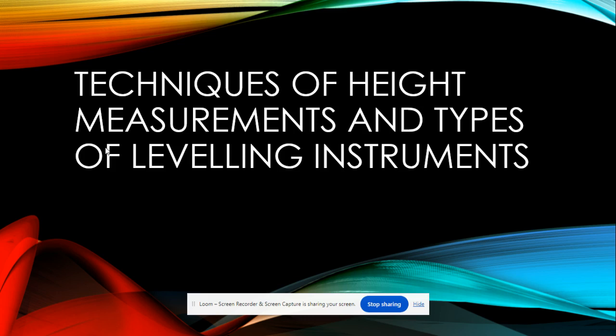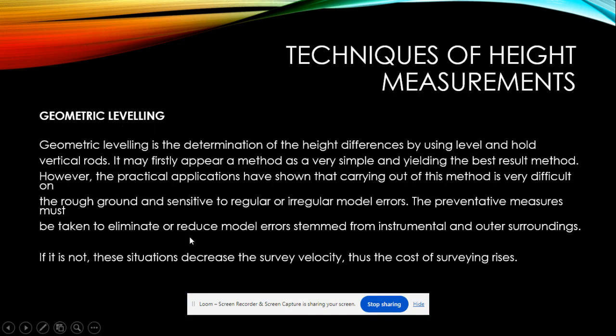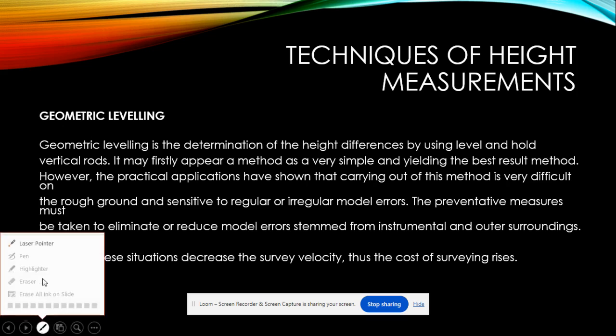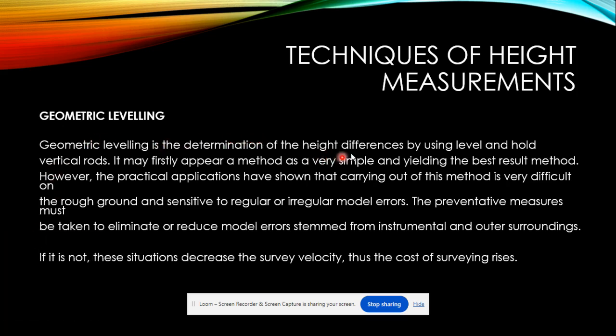So when you're talking about the techniques, you're going to look at two major techniques: geometric leveling and trigonometric leveling. Okay, let's dive into our presentation. Geometric leveling is the determination of height differences using a level and a vertical rod. It may first appear as a very simple method yielding the best result.